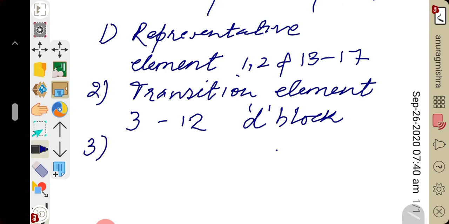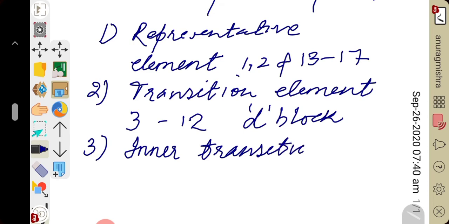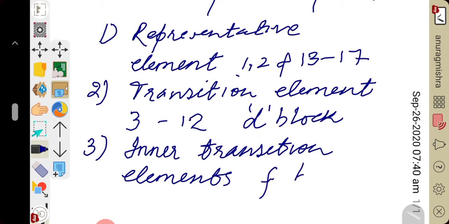The third type of element is inner transition element, and it includes the elements of F block given at the bottom side. As I have already shown you in the periodic table, two horizontal rows are present at the bottom side of the periodic table. They are known as inner transition elements or F block elements.